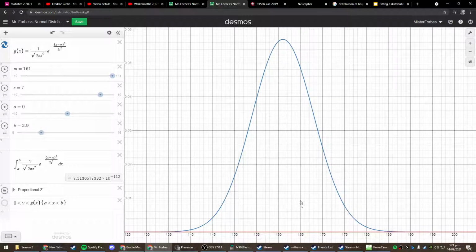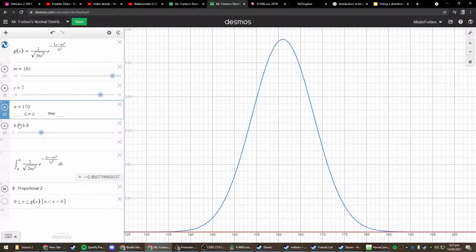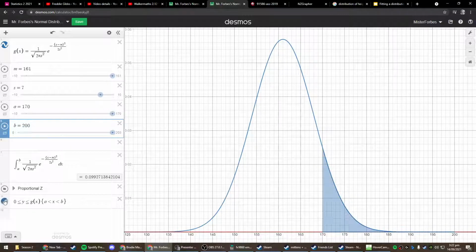So maybe I want to know what proportion of women in the United States in 2007 are taller than 170 centimeters. Let's do that first. I'm going to set my first number to be 170 centimeters, and then I want to know all people taller than that. So we're going to have to do maybe, let's say 200. I need to make sure.